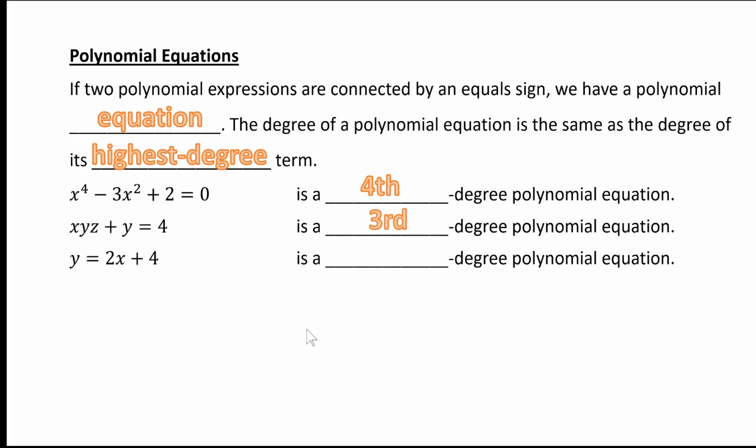The last equation is y equals 2x plus 4. The y term has a degree 1, the 2x term has a degree of 1, and the 4 is a constant, so it has a degree of 0. Both the y and the 2x are first degree terms, so that's the highest degree of any term in that polynomial, so it's a first degree polynomial equation.